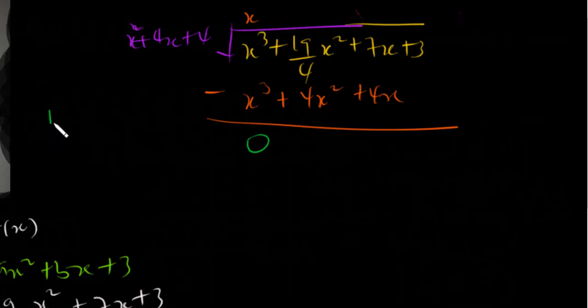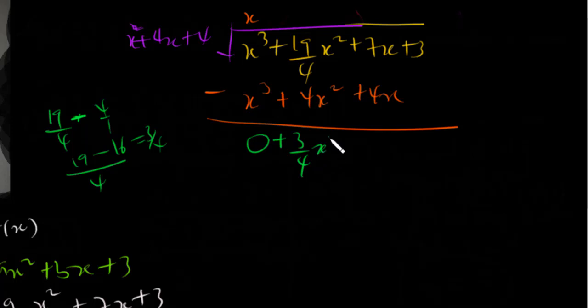Let me do some slight calculation here. Let me ignore the x squared for now. So minus 4, let me find the LCM here. 4 here, 1, 19, 1 here, 4, 16. So that's going to be 3 over 4. So I'm going to have 3 over 4 x squared, and when I subtract 4x from 7x, I get 3x. And here is 0 because there is nothing here, so 3 minus 0 is going to give me the 3 here.